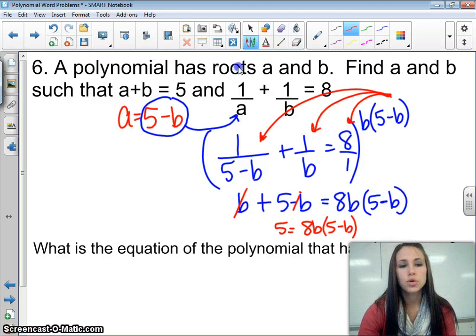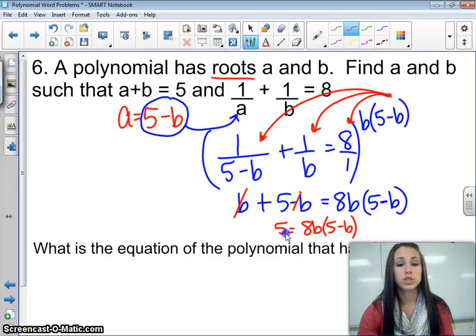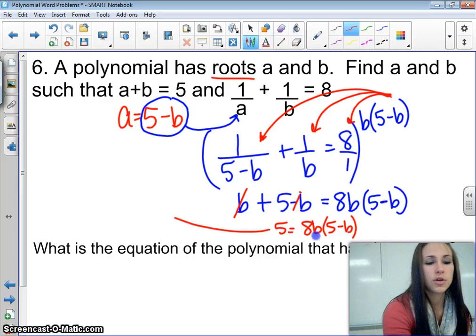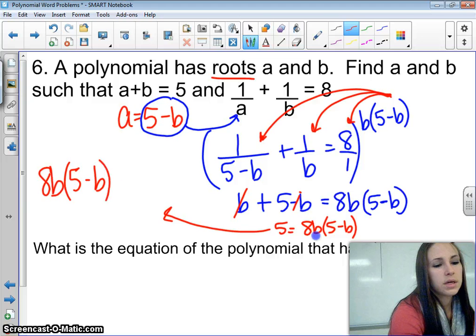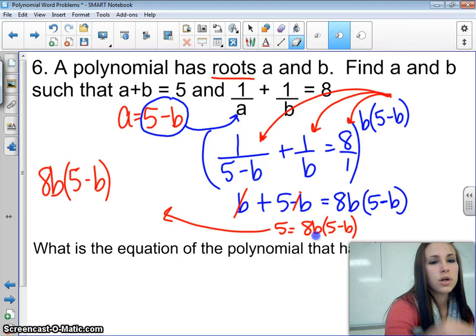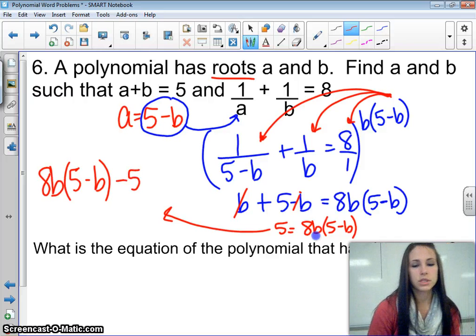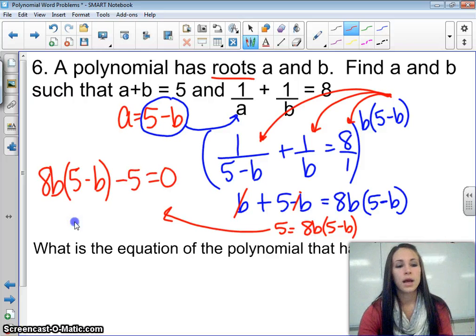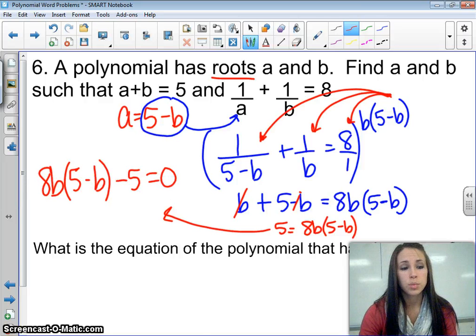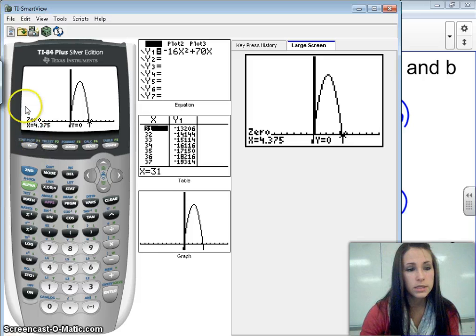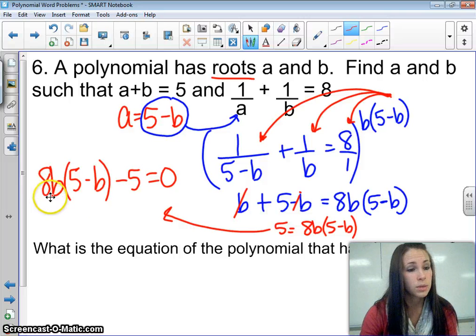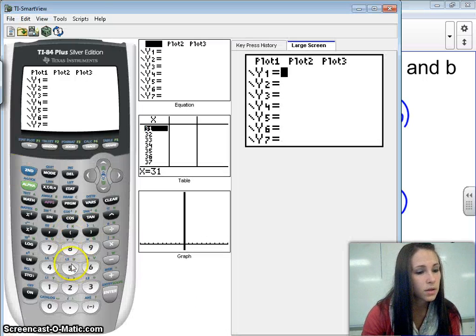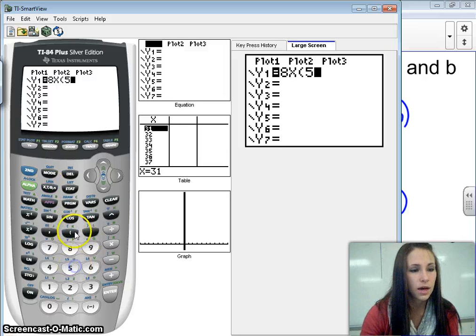Now, roots. Roots are just another word for zeros. So what I'm going to do is subtract this 5 over. I'm going to come over here and do that and set this thing equal to 0. So 8b times 5 minus b, I'm subtracting the 5 over, so I'm just going to stick it on the end there, equals 0. Now, to solve this or to find the zeros, I'm just going to plug it into the calculator. I'm going to plug it in exactly like I got it to make my work a little easier. So this is going to be 8b times 5 minus b, then minus 5. So I'm going to plug that in as 8x times 5 minus x, and then minus 5.